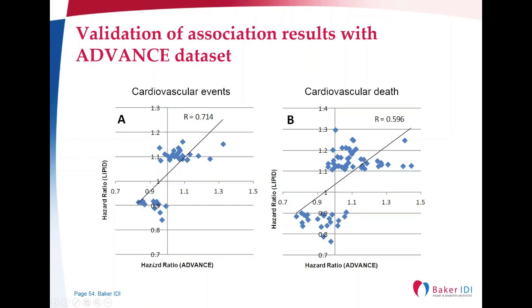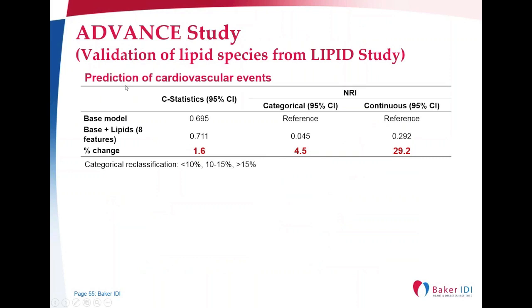And this is perhaps to be expected, as the ADVANCE group, although it's a high-risk cardiovascular disease group, is a type 2 diabetes group, and we know that there's a severe dyslipidemia associated with type 2 diabetes itself, so we're trying to see the lipids associated with cardiovascular disease on top of this underlying dyslipidemia associated with diabetes. Nonetheless, these results were quite encouraging, and we went on to perform the same modelling that I described for the LIPID study. That is, can we predict cardiovascular events using the same 8 lipids that we identified in the LIPID study, but now applying them to this ADVANCE cohort?